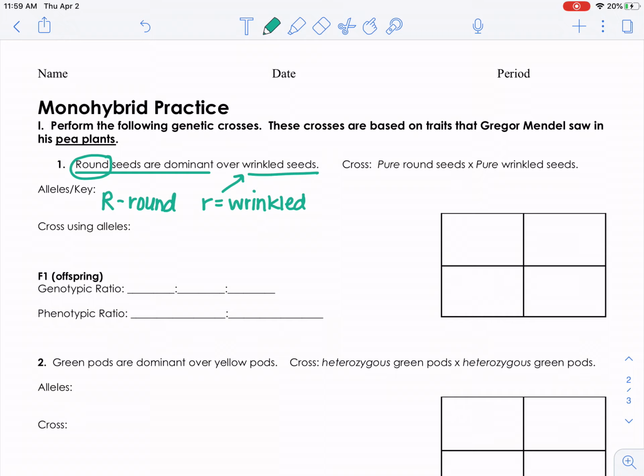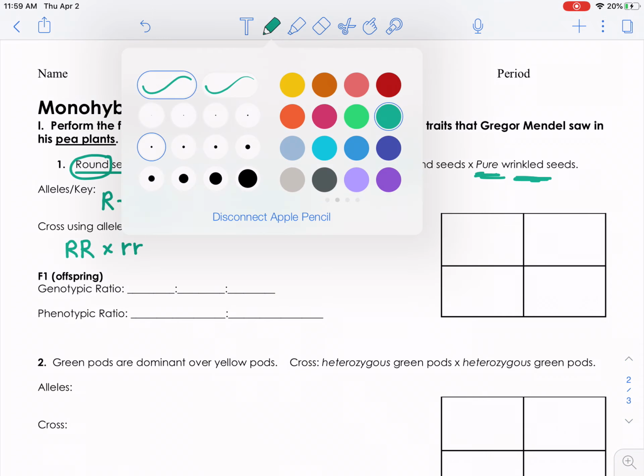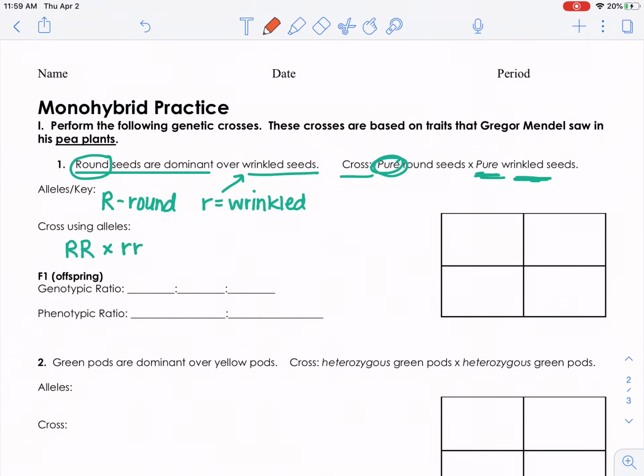The cross, what is our cross? It's here. Pure means what? Same letters. Again, pure, that's recessive. So pure recessive versus pure dominant. And what do we do? We come over here and we fill in the boxes. Big R, little r, little r. How did I know what the crosses were? It says a cross between a pure round seed and a pure wrinkled seed. And then I fill in my boxes.